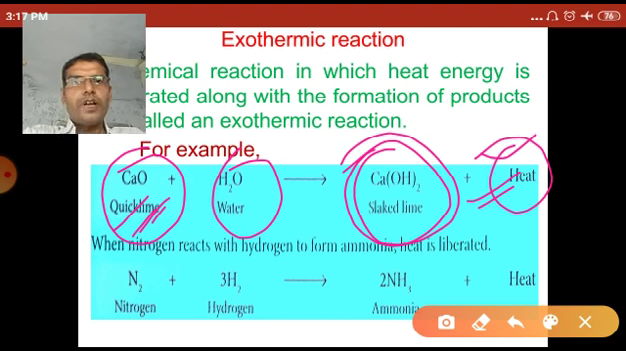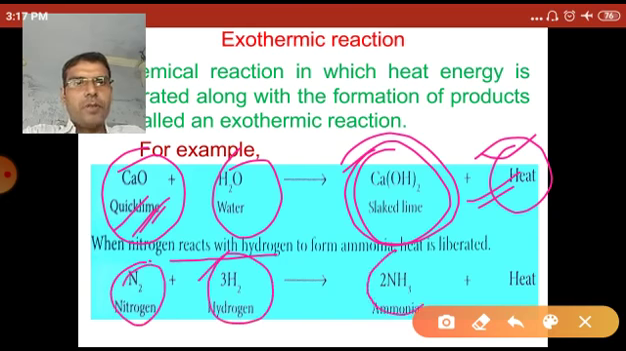Now the next: when nitrogen reacts with hydrogen to form ammonia, heat is liberated. So nitrogen, when combined with hydrogen, forms ammonia and liberates a lot of heat. So these two are examples of exothermic reactions.